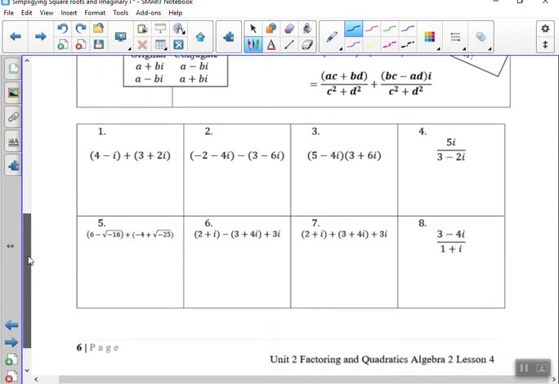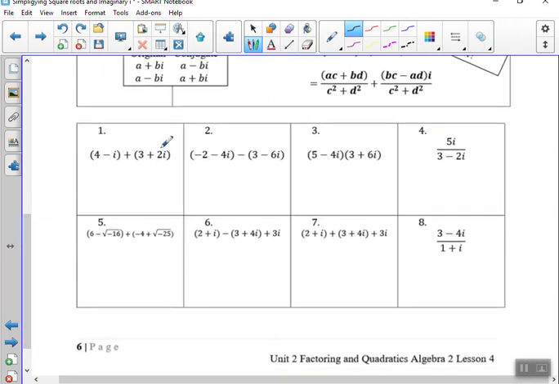Alright, so let's just go through some of these examples, and then the later examples you can plug into your calculator. Alright, so here I have two complex numbers: 4 minus i and 3 plus 2i. You just have to put the real parts together. What is the real part here? 4. What is the real part here? 3. So 4 plus 3 is 7.